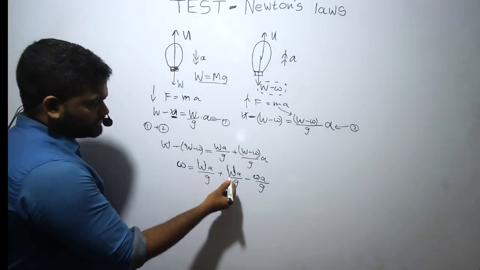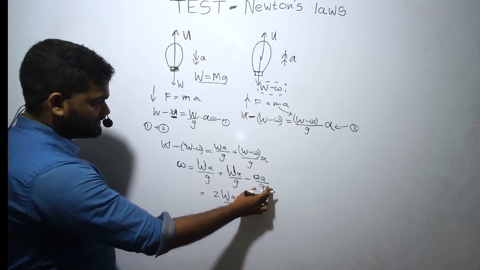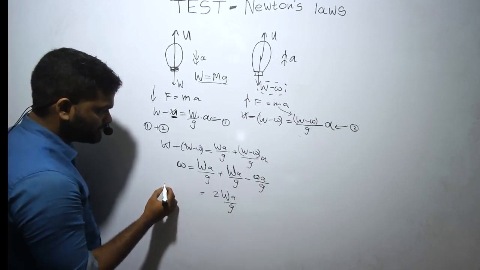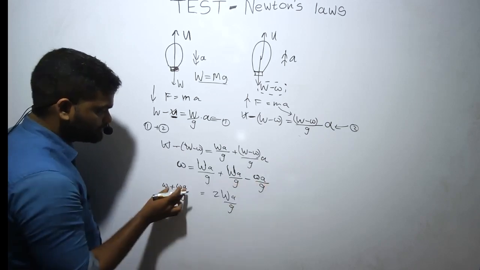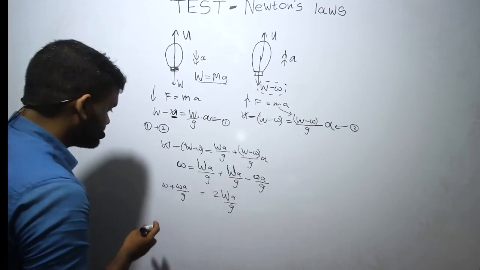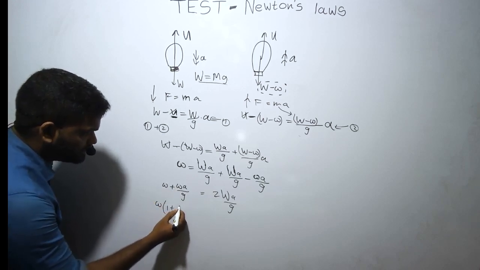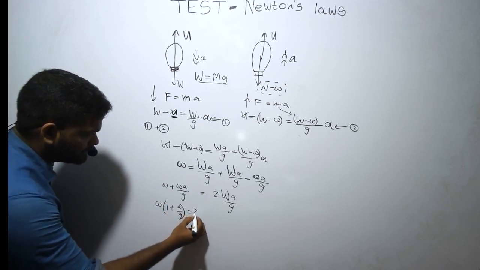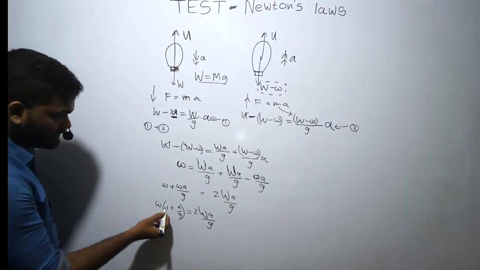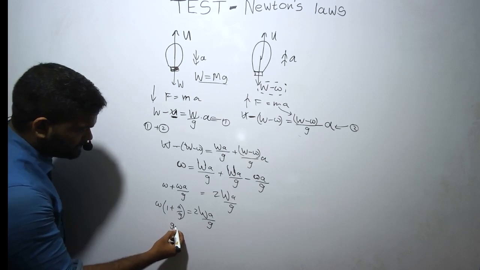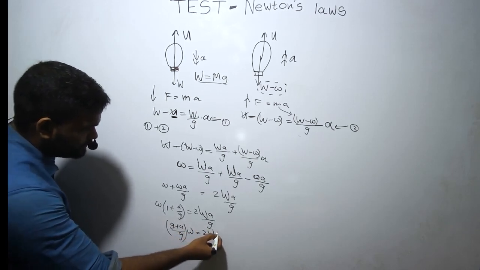Here you can just add these two, that becomes 2 capital WA divided by G. Get this term to this side. This becomes A divided by G, minus becomes plus. Then take omega out of this. 1 plus A divided by G, omega equals 2WA divided by G. So it becomes G plus A divided by G, omega equals 2WA divided by G.